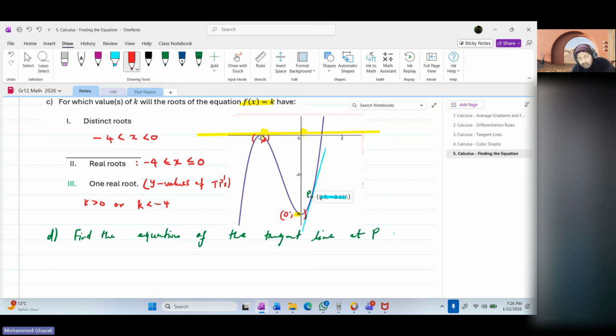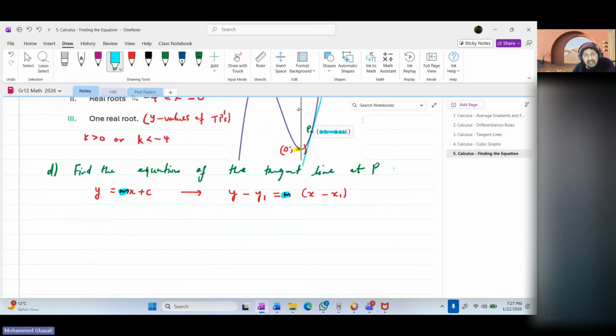So the coordinate is given, and we're just finding the equation of this tangent line. The equation of the tangent line is y equals mx plus c. But I don't like to use y equals mx plus c. I need to put it in this form. I'm going to use this one here, y minus y1 equals m into x minus x1. But we need to find m first. How do we find m? M is the slope or the gradient of this line, the tangent line. And to find the gradient of the tangent line, we need to find the derivative.